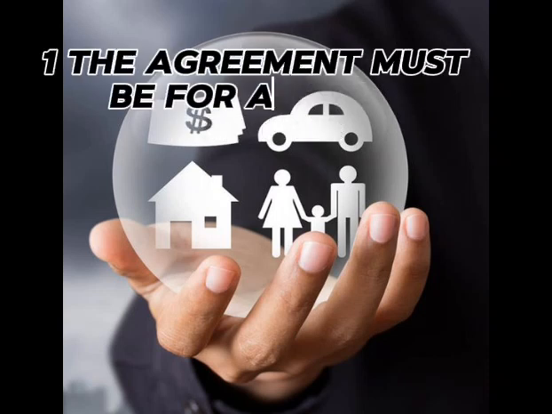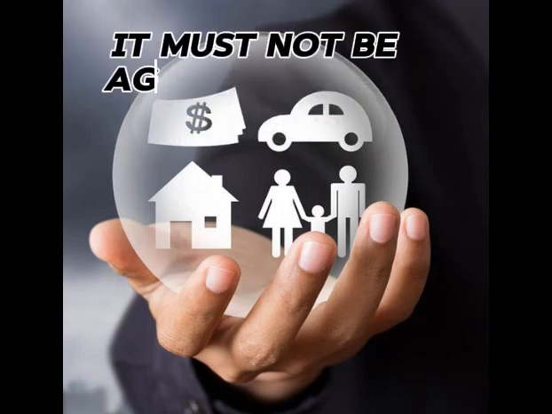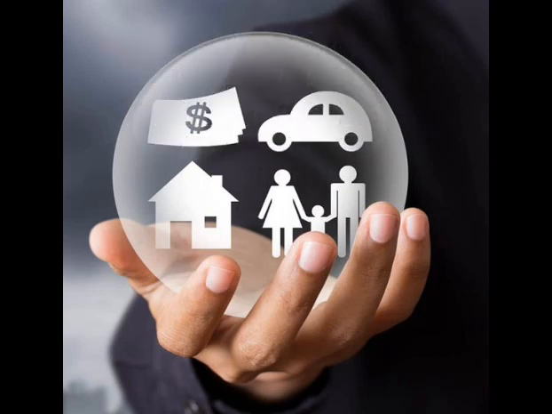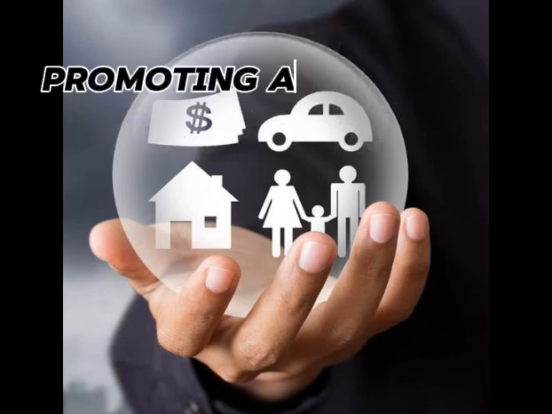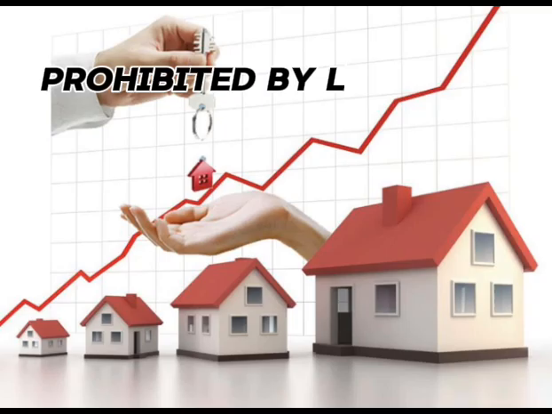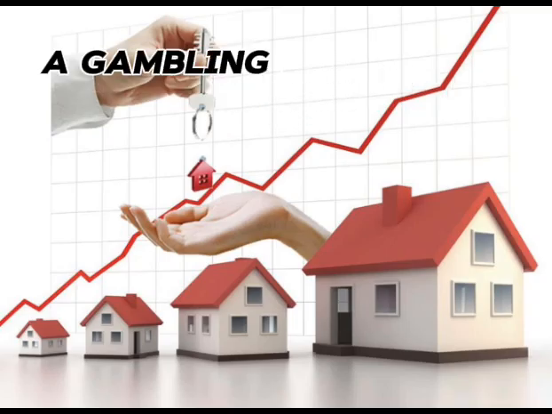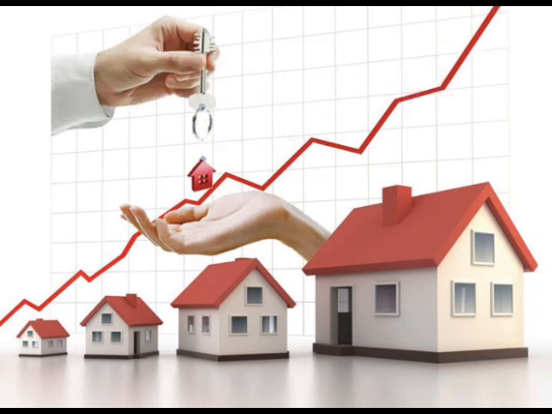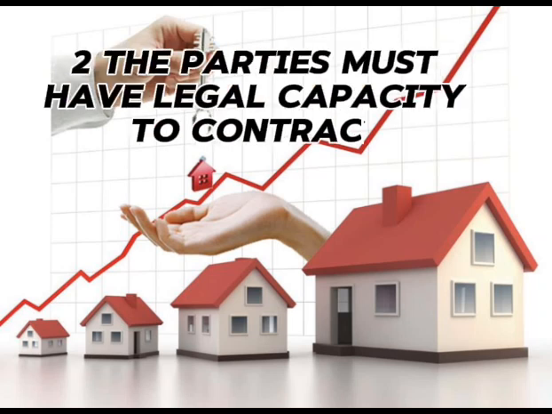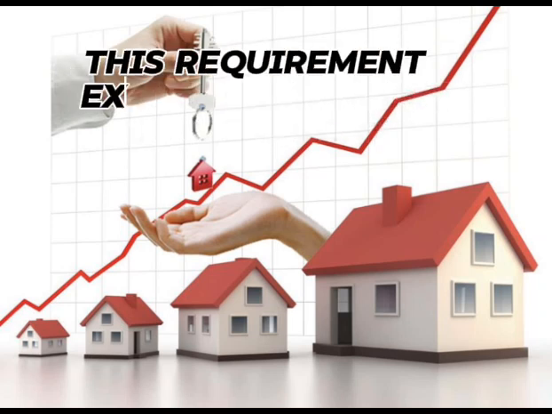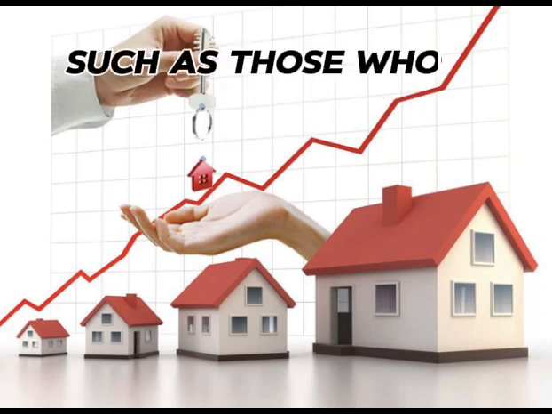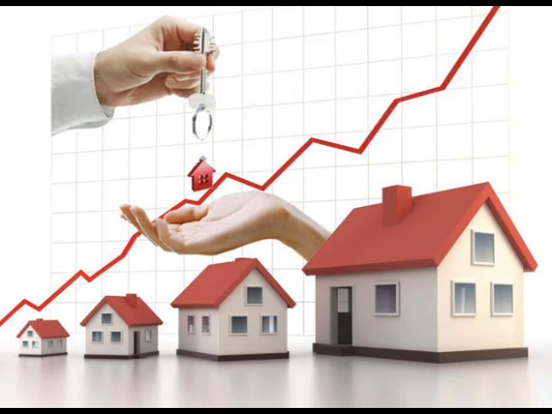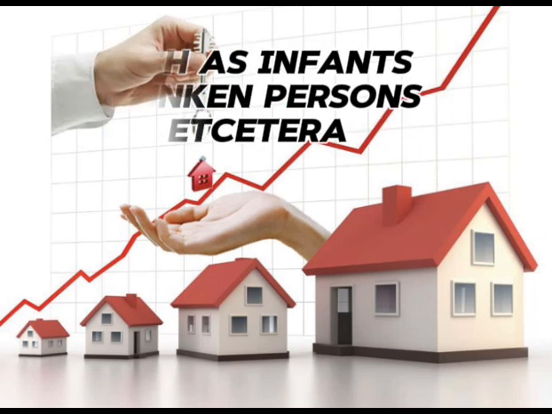1. The agreement must be for a legal purpose. It must not be against public policy or be otherwise illegal. For example, a contract of insurance that covers a risk promoting a business or venture prohibited by law is void. Similarly, a gambling contract will not be enforced by law. 2. The parties must have legal capacity to contract. This requirement excludes persons who have been deemed incapable of contracting, such as those who have been judicially declared insane, and persons who are legally incompetent, such as infants, drunken persons, etc.